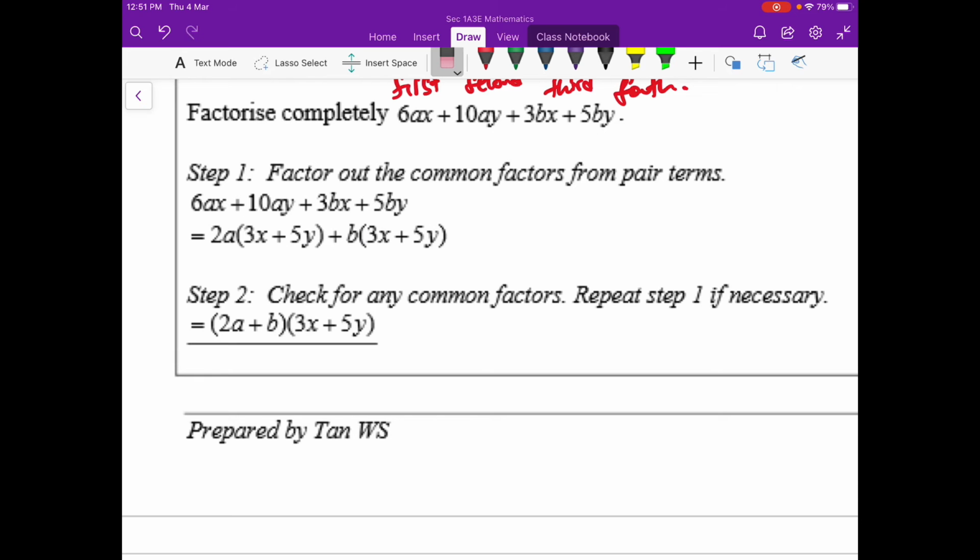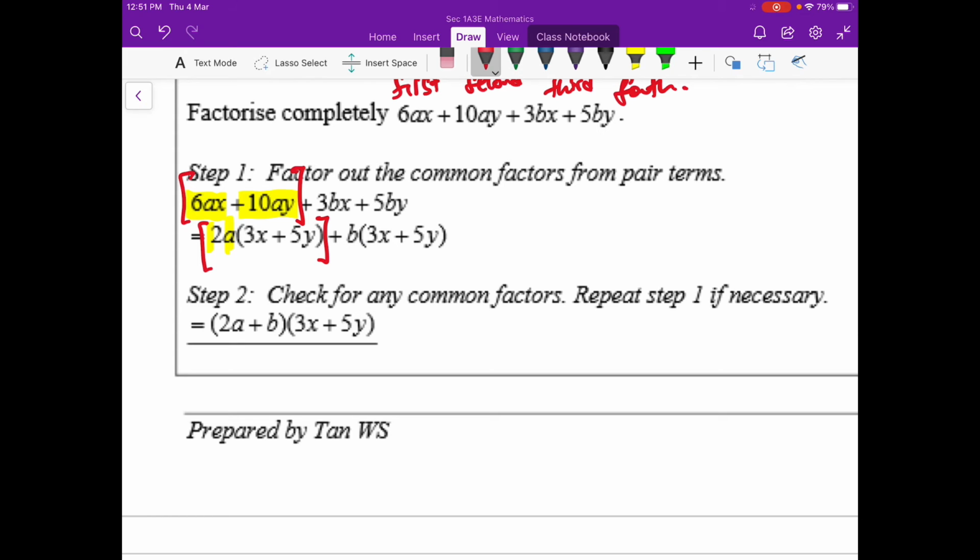Check out the first 2 terms. See if they have a common factor. So 6ax with positive 10ay. Are there common factors? Yes. We've got a 2 as the common factor. We've got a as the common factor. So literally, I am just factorizing the first pair first. As long as they have a common factor, you can pair them up.